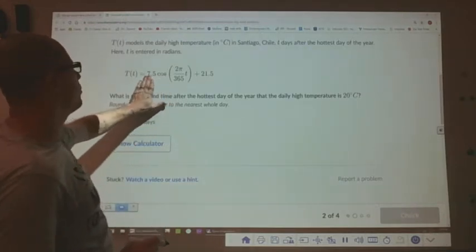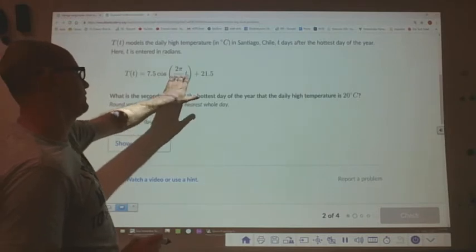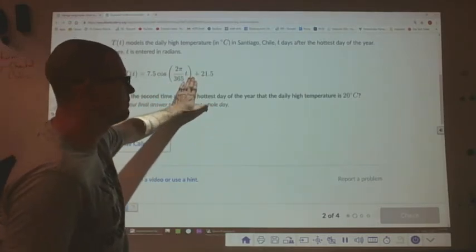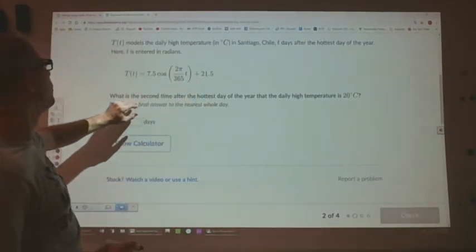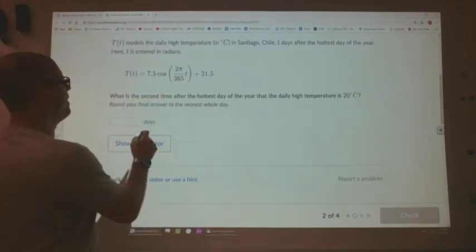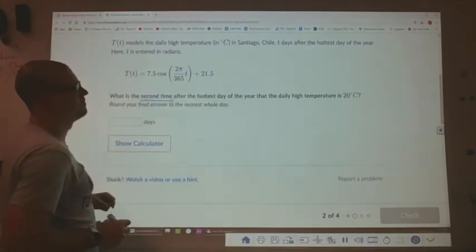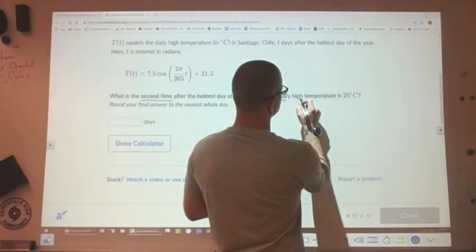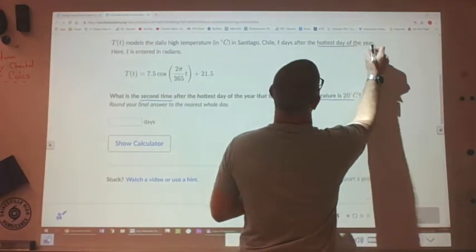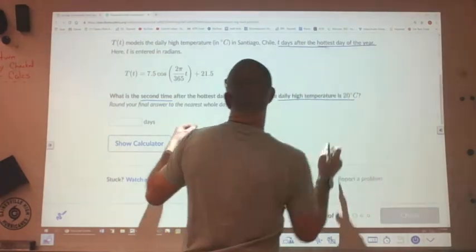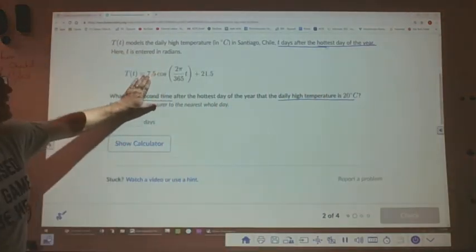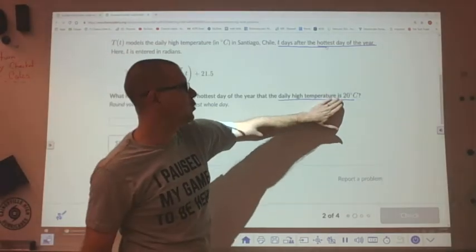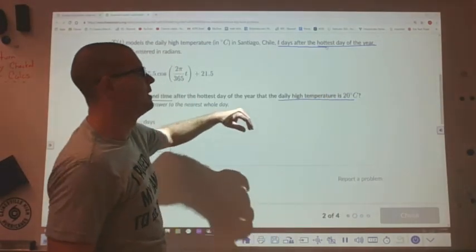So here we have 7.5 cosine 2 pi over 365t plus 21.5. That's a lot. But what is the second time after the hottest day of the year that the daily high temperature is 20 degrees Celsius? So it's telling us this is T days after the hottest day of the year. We just need to figure out when it equals 20 degrees for the second time.